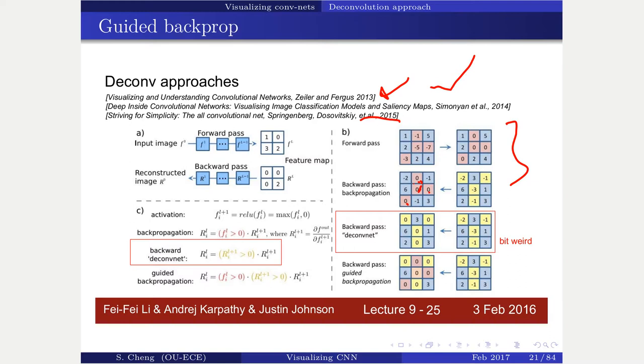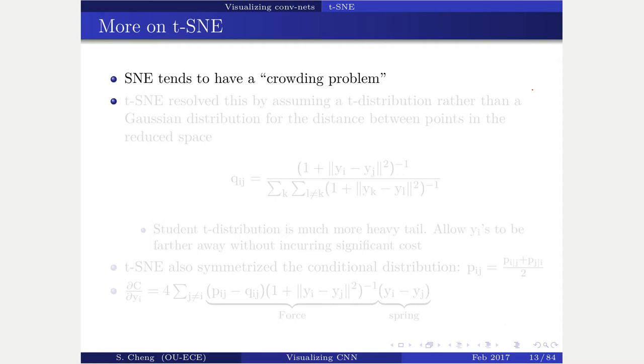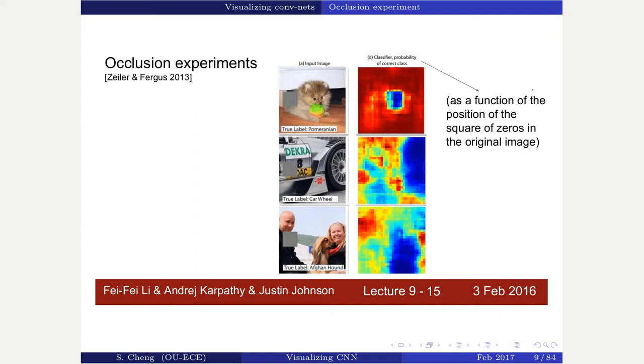Now, but immediately the next year, they have this paper here. They're saying, okay, this is actually not a very good approach, because if you think of the occlusion experiment, let's say, okay, it's pretty far away. If you remember the occlusion experiment here, you can imagine, for example, if I occlude here, then my classifier score is getting bigger, and if I occlude here, the classifier score is getting smaller.